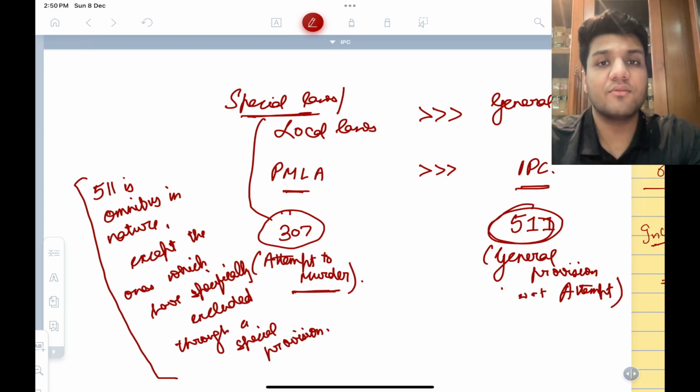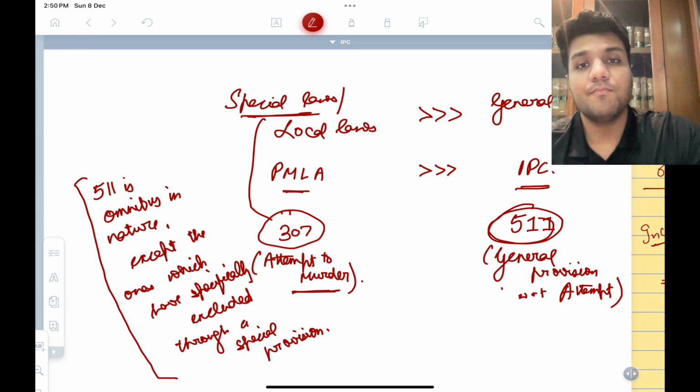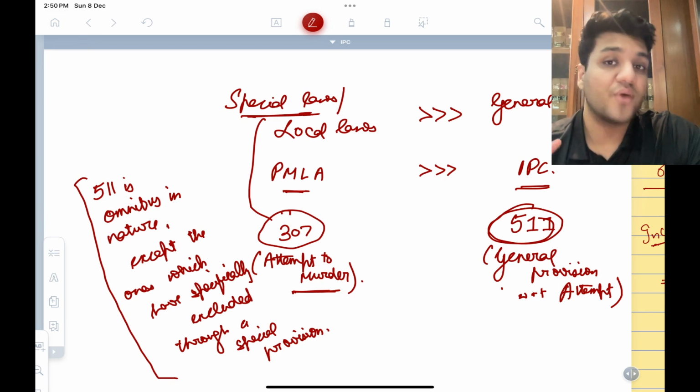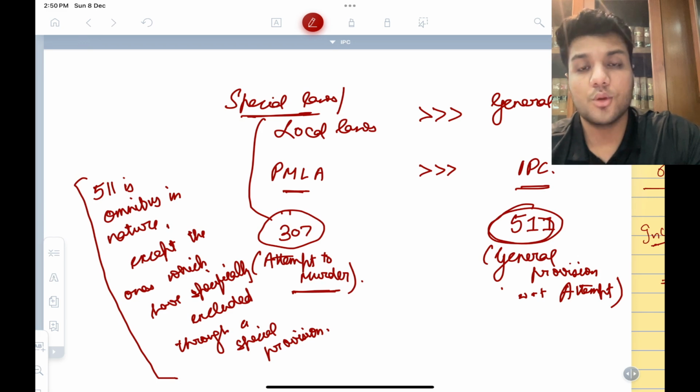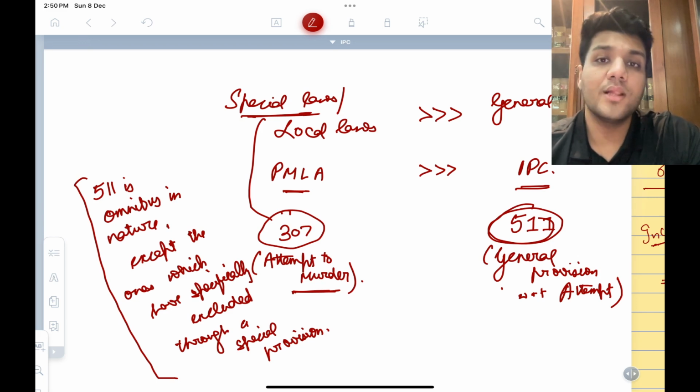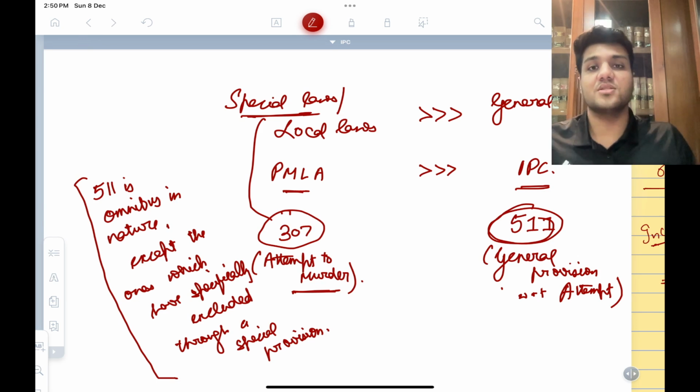So therefore 511 will govern. But if, let's say, there's a fact scenario where murder or culpable homicide is involved, section 511 will not come into the picture. Only section 307 or 309, depending on the nature of injury and depending on the nature of offense, will come into play. So I hope that distinction is clear.